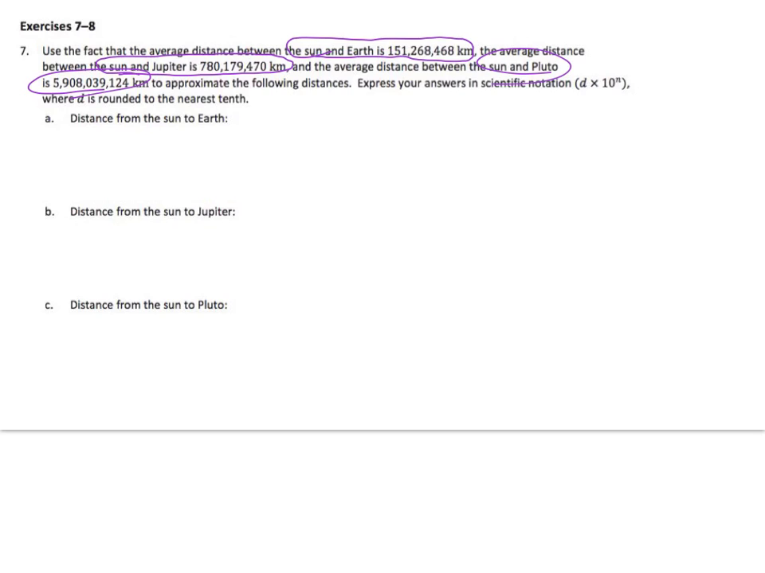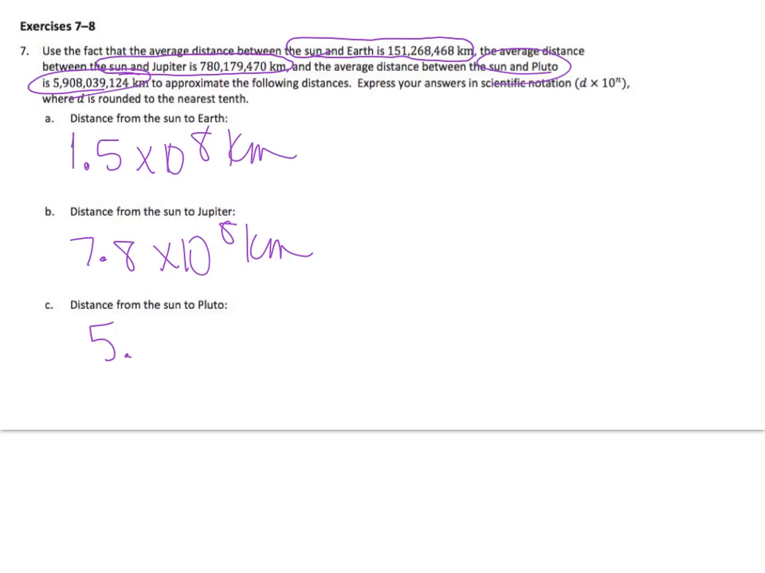So distance from sun to earth, I'm going to do 1.5 times 10 to the 8th kilometers. The distance from the sun to Jupiter is 7.8 times 10 to the 8th kilometers. And the distance to the sun to Pluto is 5.9 times 10 to the 9th.